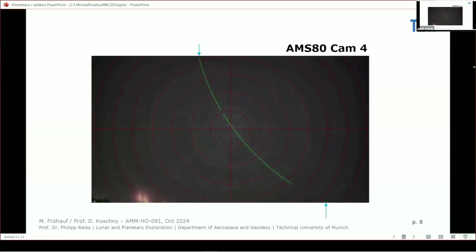Well, we see again here the video, now with the overlay of the flat field. You see again Vega coming in. Perfect, it moves out here.